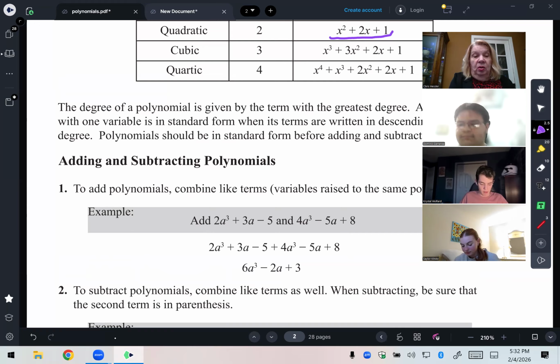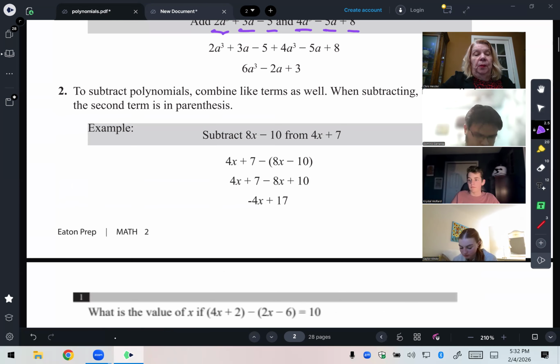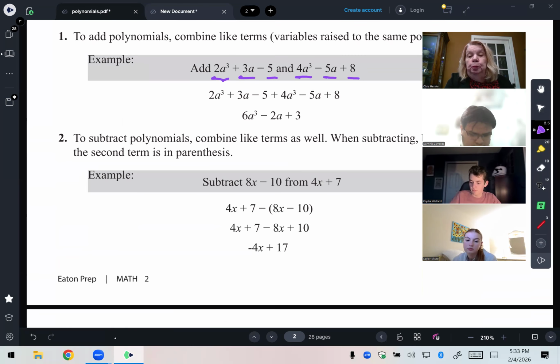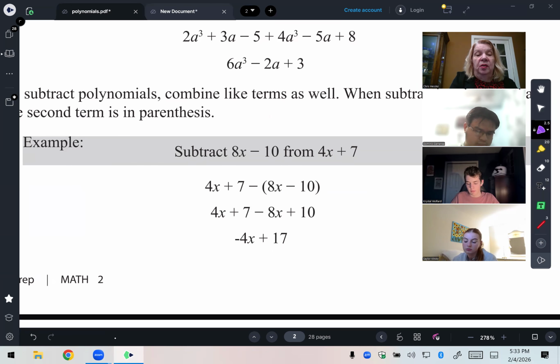We combine like terms. So here we add the 2a and the 4a cubed. We add the a's and we add the constants. Pretty easy. So if we subtract polynomials, we combine like terms as well. If we're subtracting 8x minus 10 from 4x plus 7, you have to remember to distribute the negative sign to both terms. I'm still in my purple rainbow phase, I guess.